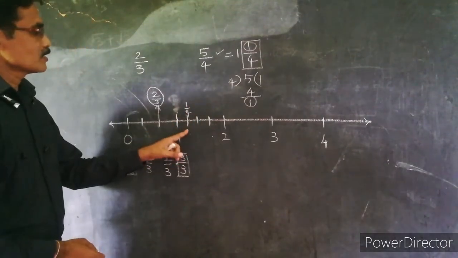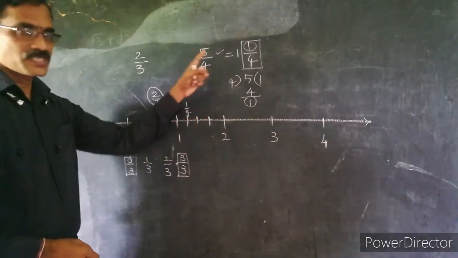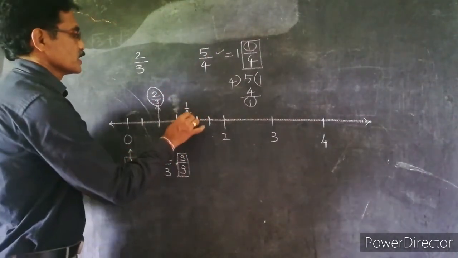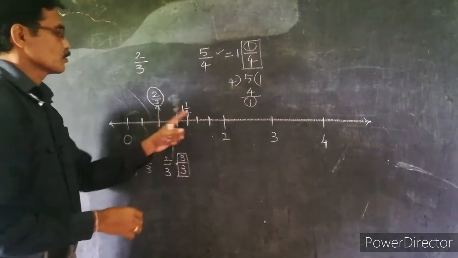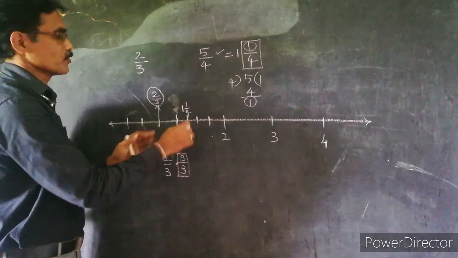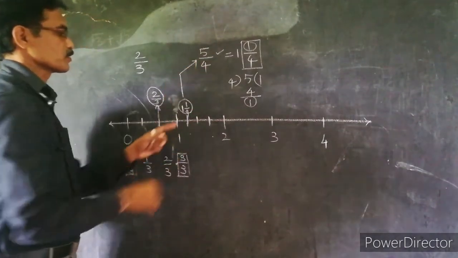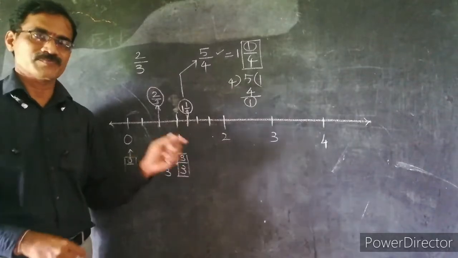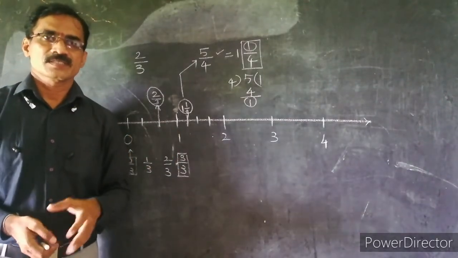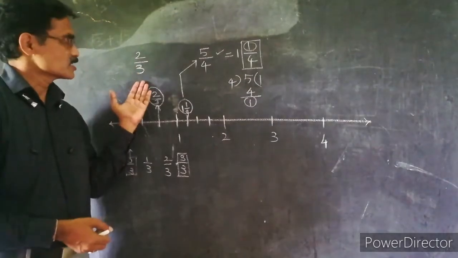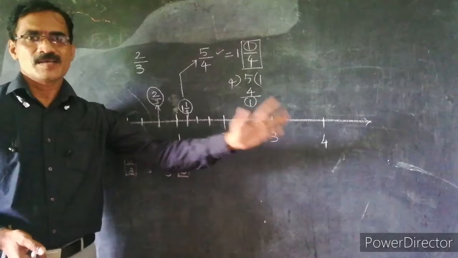So the whole fraction is located here. Over the 1, 1 by 4 more, that means this is the location of 5 by 4. In this way you have to represent proper fractions as well as improper fractions on the number line.